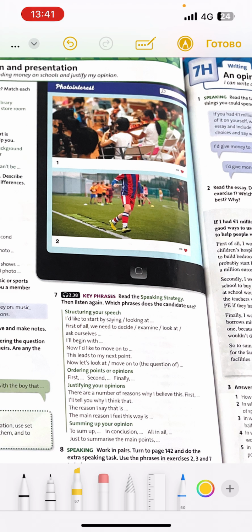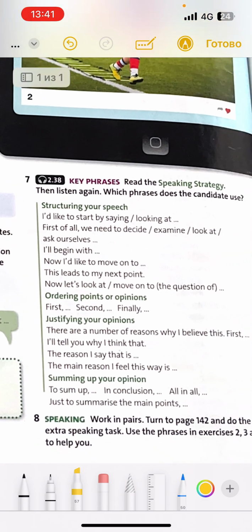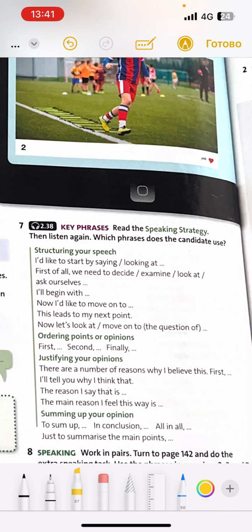I would like to first focus on that one and then go to this one, but I'm going to explain that one too. Structuring your speech. So first part, let's divide it. First part is you tell about your aim. What is your goal of speaking? This is the first part where you say what you want to say.